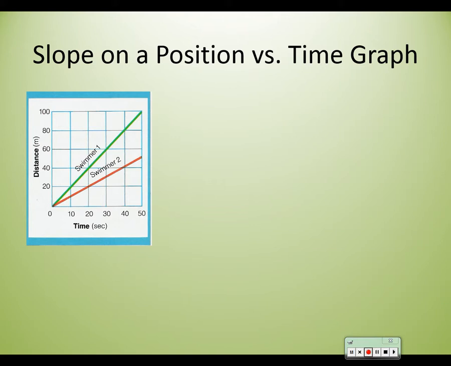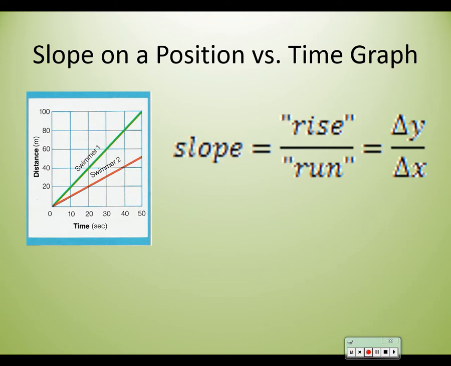Now, mathematically, we summarize the idea of rise over run as delta y over delta x. We just talked about what delta means. In any capacity, delta means change. How much does it change on the y-axis? How much does it change on the x-axis?